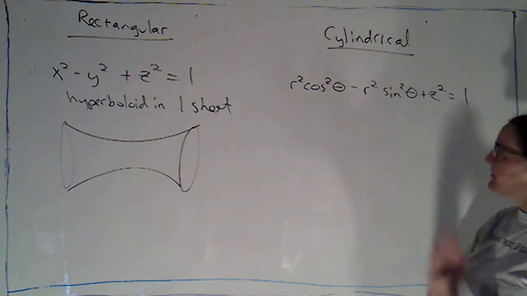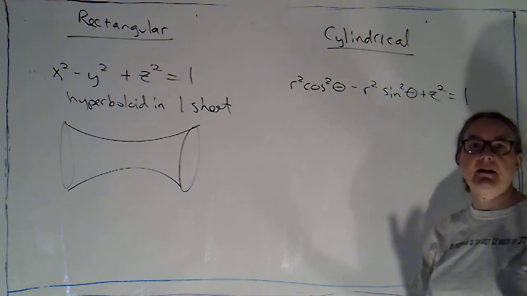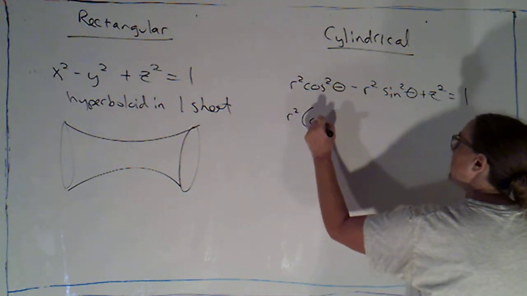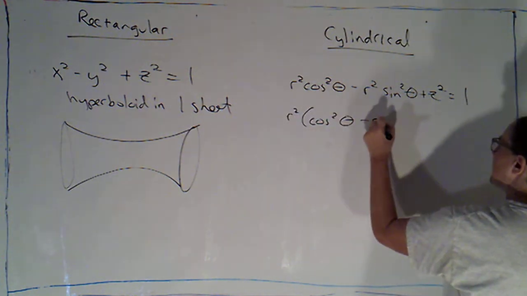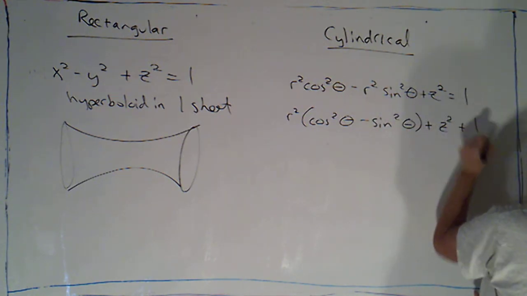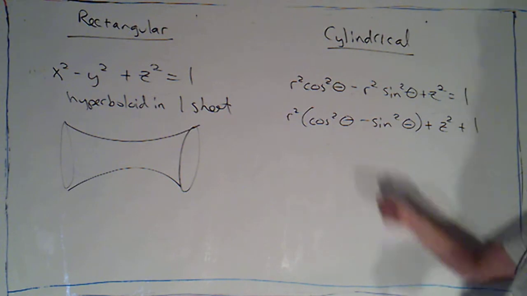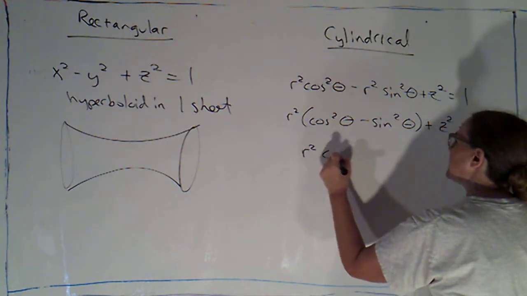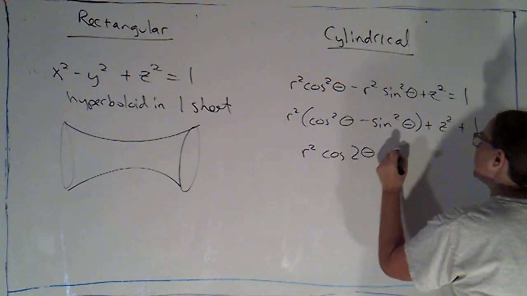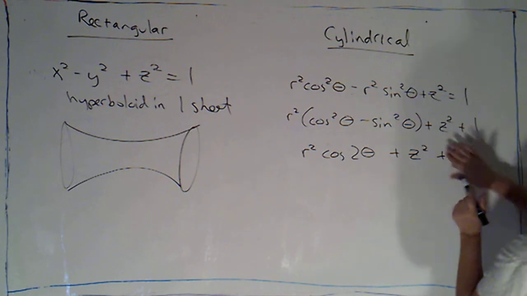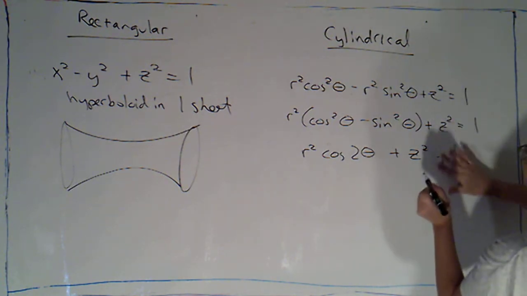But there is some simplification I can do that might make it easier for me to work with that surface. If I factor out my r squared, notice I get cosine squared theta minus sine squared theta, and then still plus the z squared equals 1. That's my double angle formula for cosine. So this is r squared cosine of 2 theta plus z squared equals 1.